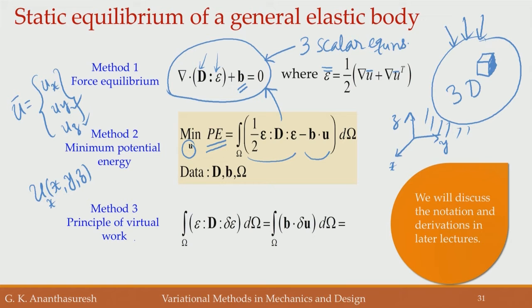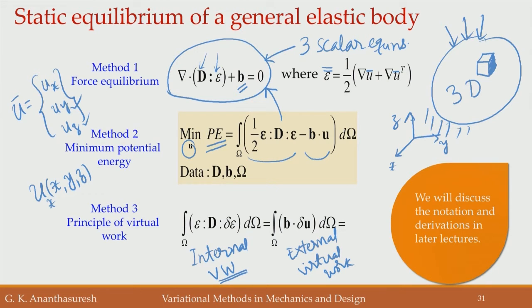Or you can go to method 3, where you can write the internal virtual work, which is given by this. This is internal virtual work and this is the external virtual work. External virtual work, which I have indicated with 2 letters VW.